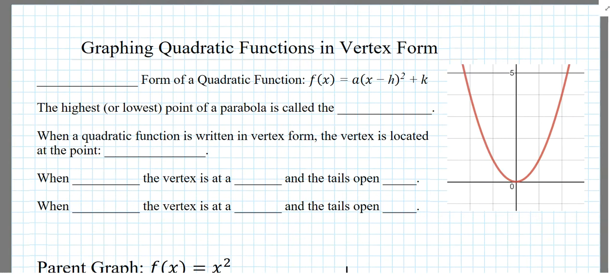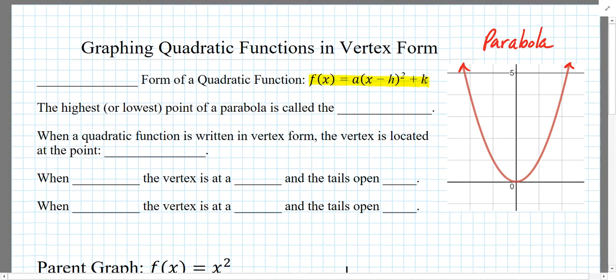Hello, in this video I would like to share with you how to graph quadratic functions when written in vertex form. A parabola is the graph of a quadratic function which looks like a U shape that has tails that point up or down. When the equation of a quadratic function is written in this form, f of x equals a times the quantity of x minus h squared plus k, we call that vertex form.